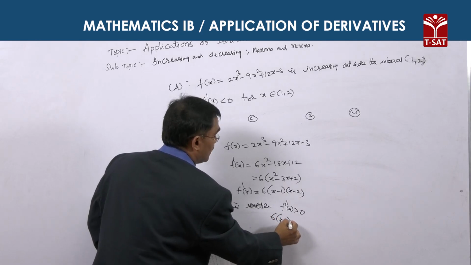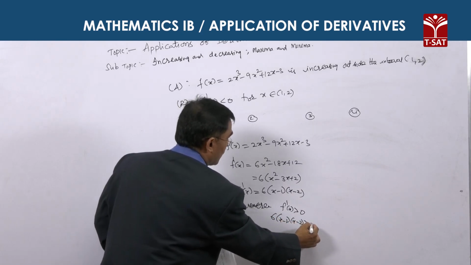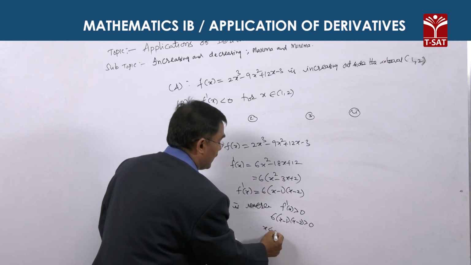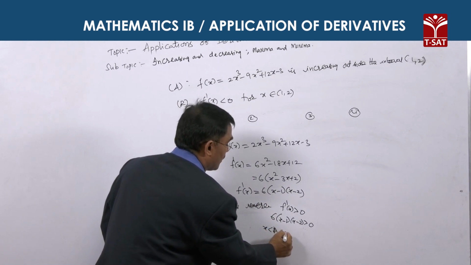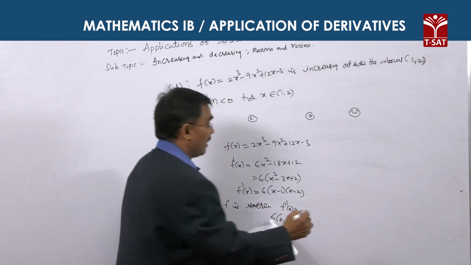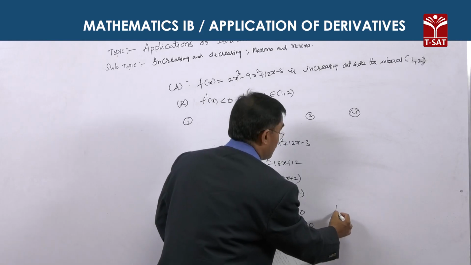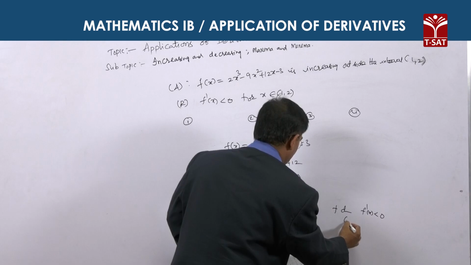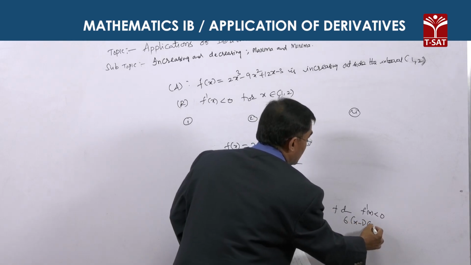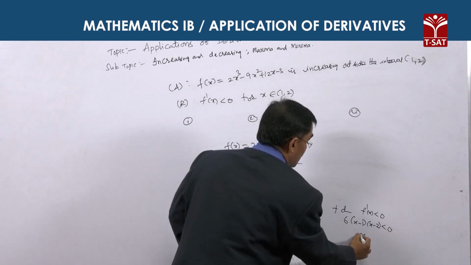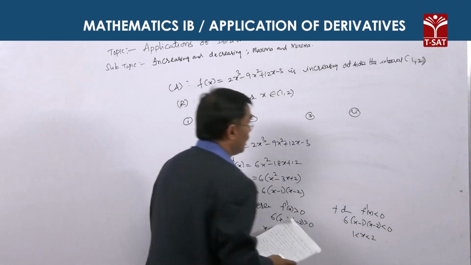6 into x minus 1 into x minus 2 is positive. x minus 1 into x minus 2 positive means either x less than 1 or x greater than 2, for f is increasing. Decreasing means f dash x is less than 0. 6 into x minus 1 into x minus 2 less than 0 means x lies between 1 and 2.